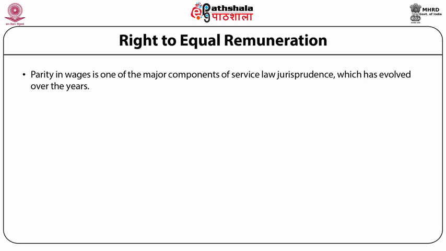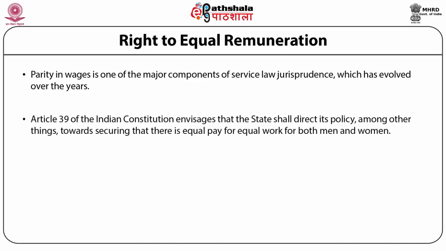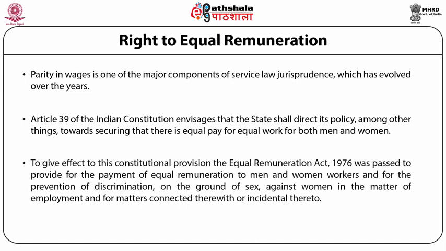Now, we are going to discuss certain constitutional provisions. Article 39 of the Indian Constitution envisages that the state shall direct its policy, among other things, towards securing equal pay for equal work for both men and women. To give effect to this constitutional provision, the Equal Remuneration Act of 1976 was passed to provide for the payment of equal remuneration to men and women workers and for the prevention of discrimination on the ground of gender against women in the matter of employment and for the matters connected therewith or incidental thereto.